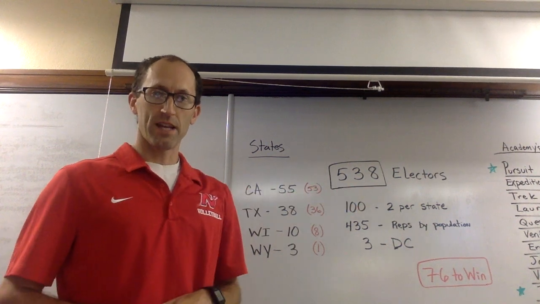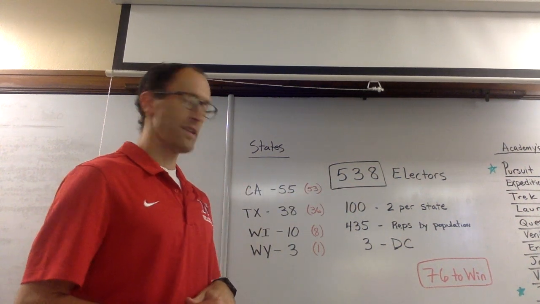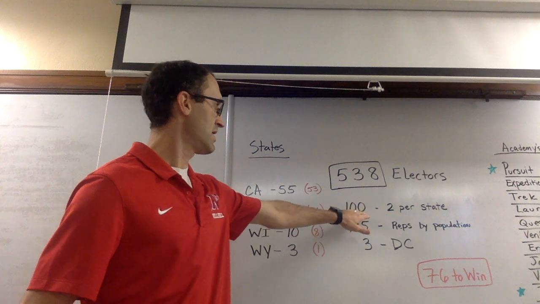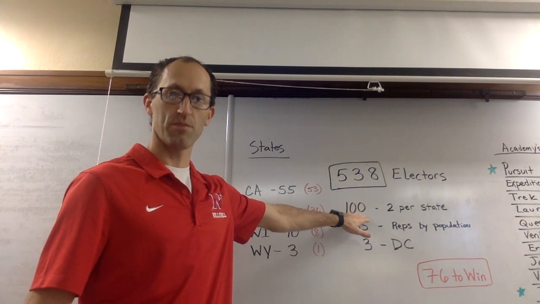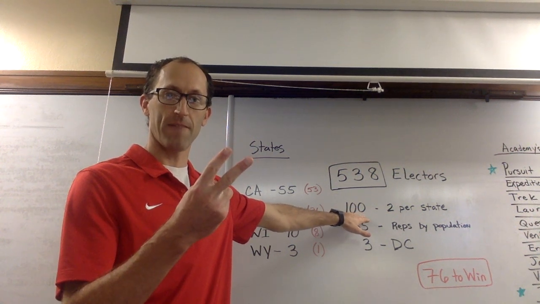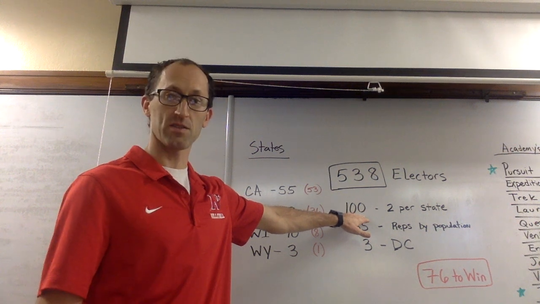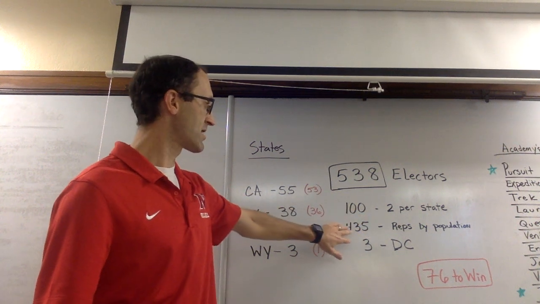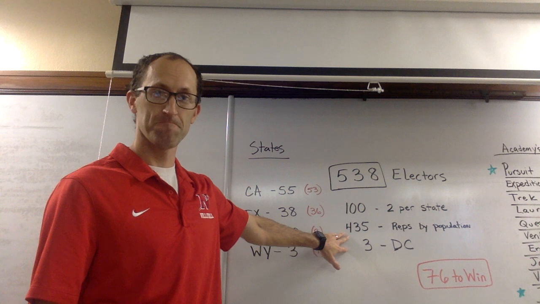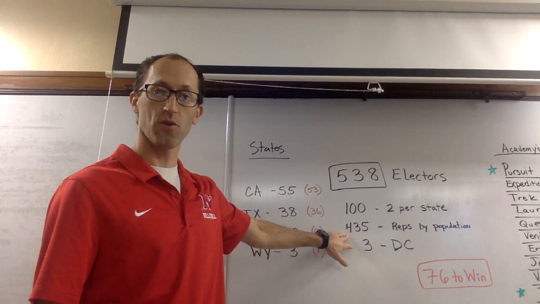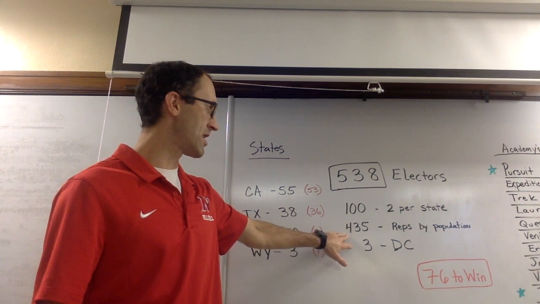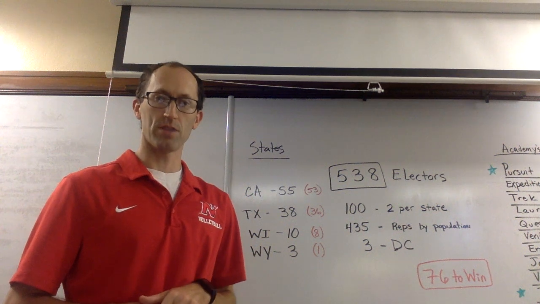Our founding fathers created the New Jersey Plan, which said that each state should get 2 representatives in the Senate. 2 times 50 gets us to 100. That leaves us with 438 left over. The big chunk here, 435, is based on representation by population.